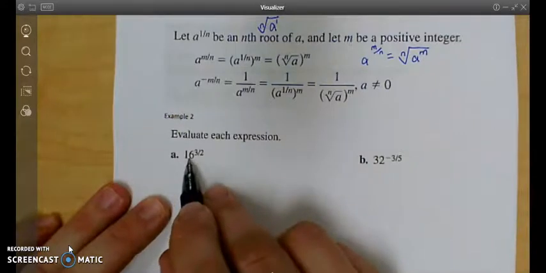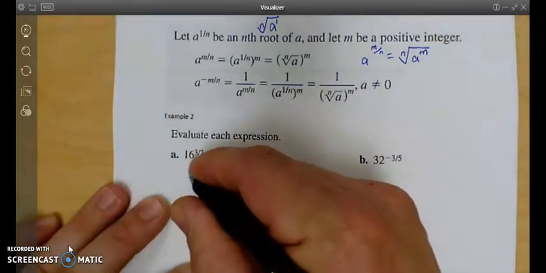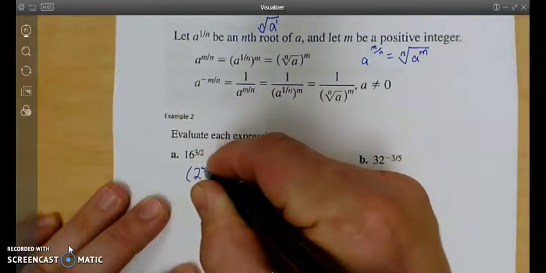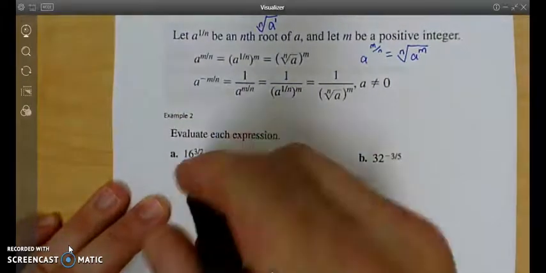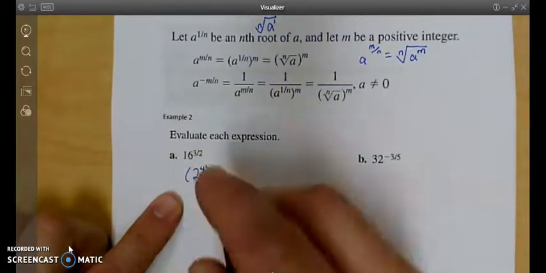Now if we're looking at these expressions, we'll see how we could use that information to help us here. 16 being raised to the 3 halves. What I would do is rewrite 16 as 2 to the 4th power. There are a few different ways to do this, but usually I write it as the most prime base that I can.